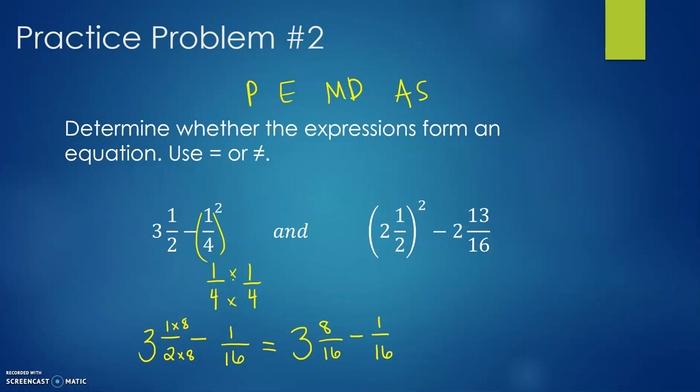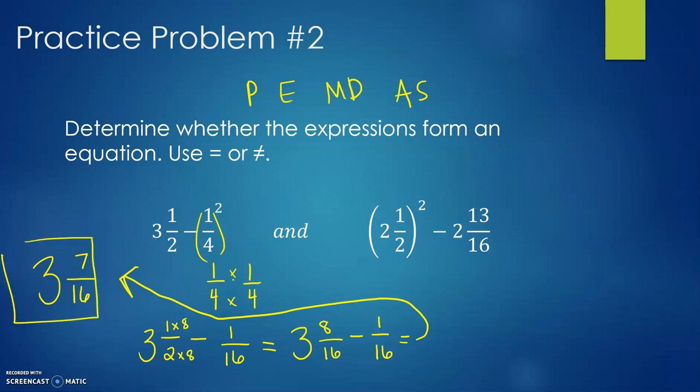So my answer, and I'm going to bring it all the way back over here so that I have room on this side. I'm doing 8 minus 1, 7, and your 16 stays. You do not add or subtract your denominators. They always stay. And then the wholes, it stays as 3 because there's 0 wholes over here. 3 minus 0 is just 3. So this is the answer to my left expression.